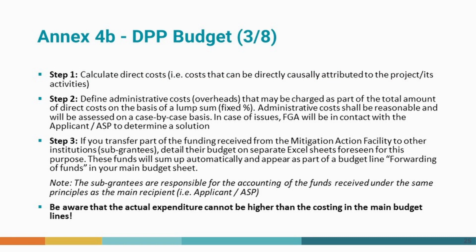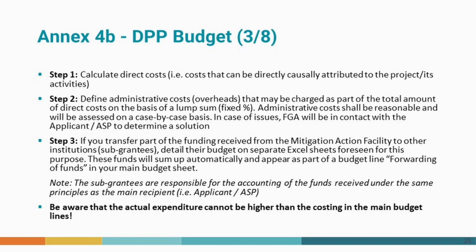Slide 3. When approaching Annex 4B, there are 3 steps to follow. Firstly, calculate all direct costs following the structure of the budget template. Direct costs are costs that can be directly causally attributed to the project and its activities and include, but are not limited to, the staff costs of an applicant, procurement costs, and travel costs for staff. It is essential that all these costs are causally linked to the project and particularly are necessary for the detailed preparation of the project.